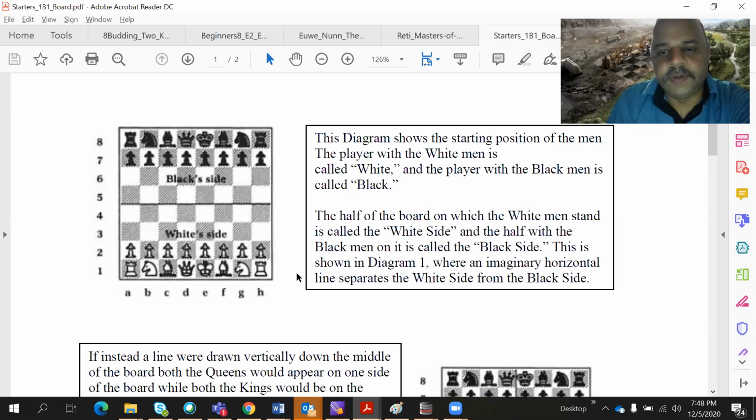So the chessboard, we can divide it into 2 halves. If you divide it horizontally like this, if you draw a line like this, then you know that there is white side and there is black side, right? That is how we say that some pieces are on white side and on black side. It is very simple, logical.